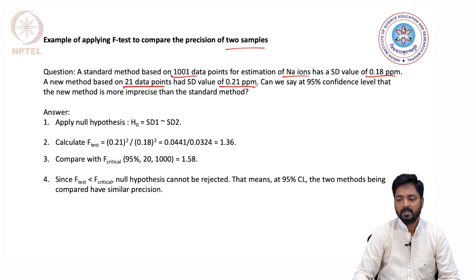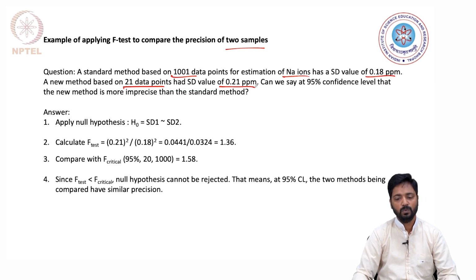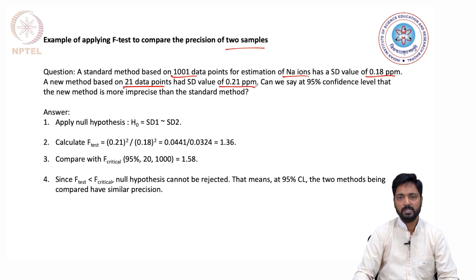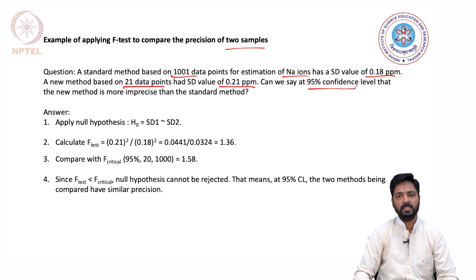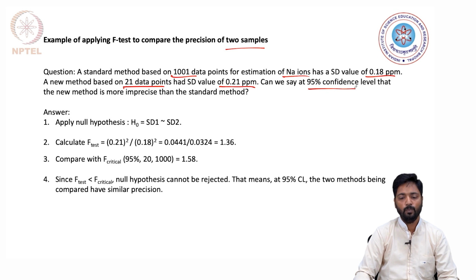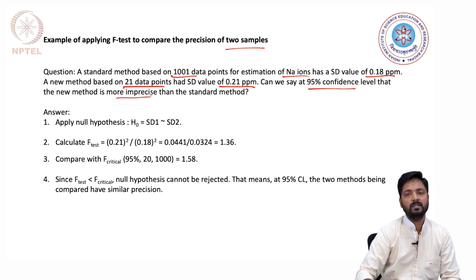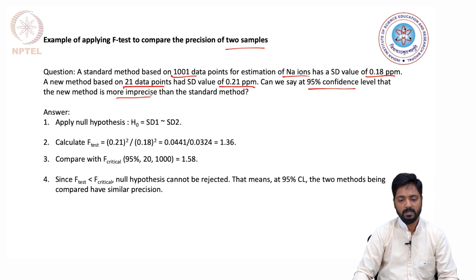So we see that for the reference or the standard method, the standard deviation value of 0.18 seems a little lower than the standard deviation value of the new method, which is 0.21 ppm. So the question that we need to answer is, can we say at 95% confidence level that the new method is more precise than the standard method?